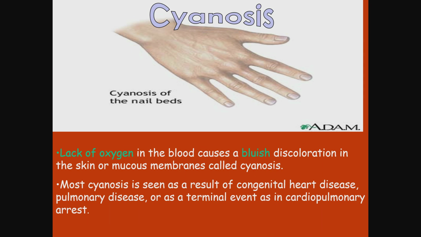Cyanosis, this is one we've heard of before. Cyan means blue, osis means abnormal condition. So this is a lack of oxygen in the blood causing the bluish discoloration in the skin and mucous membranes. Most cyanosis is seen as a result of congestive heart disease or pulmonary disease, or as a terminal event in cardiopulmonary arrest. So anytime you see somebody turning blue, this is major. Performing CPR is something that you could do. Obviously, you call 911 immediately.